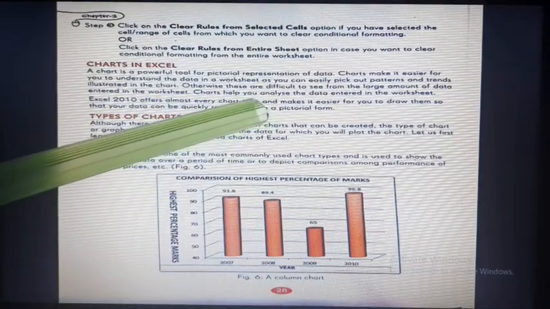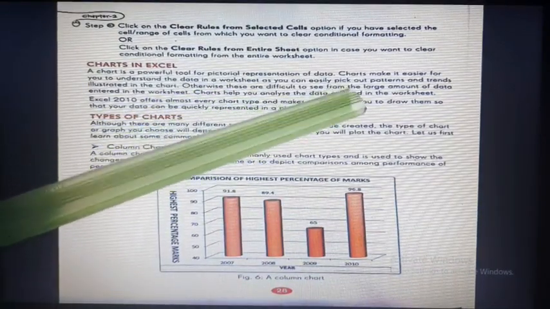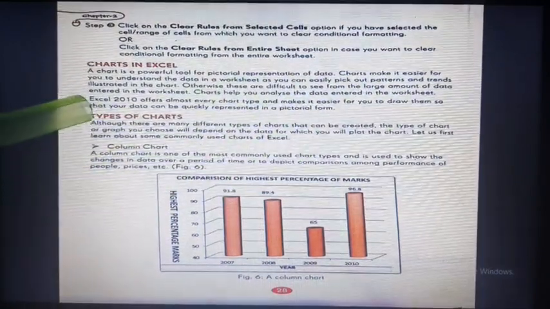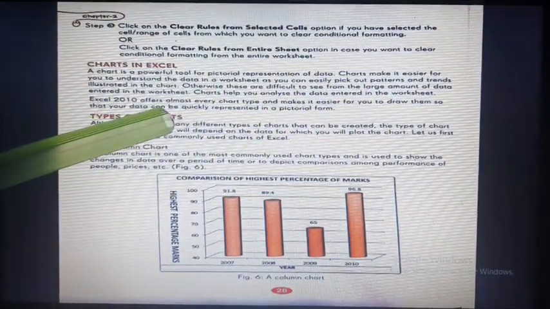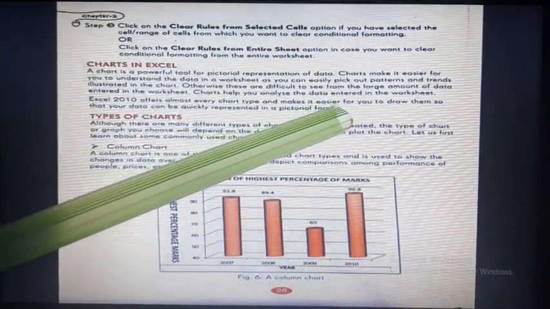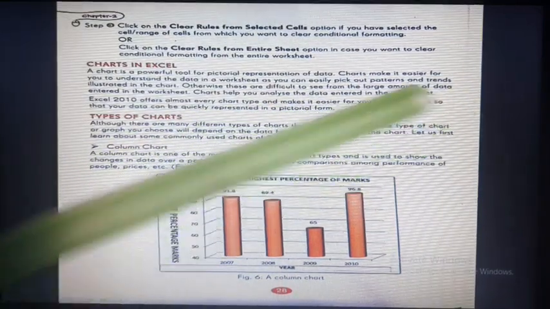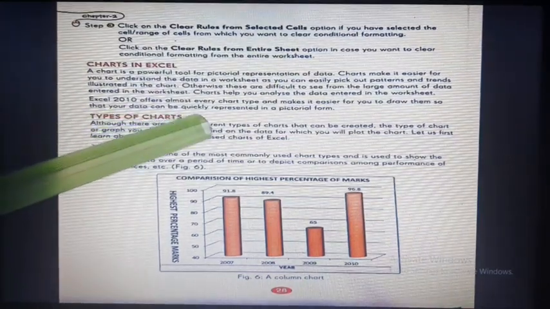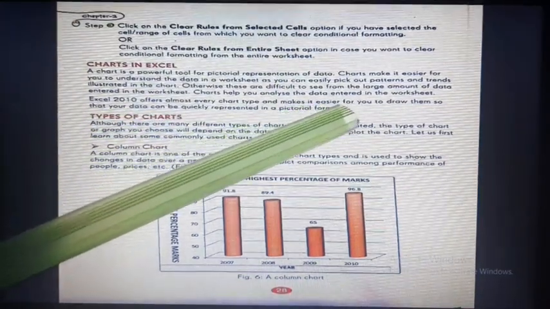Now charts help you to analyze the data entered in the worksheet. Excel 2010 offers almost every chart type and makes it easier for you to draw them so that your data can be quickly represented in a pictorial form.